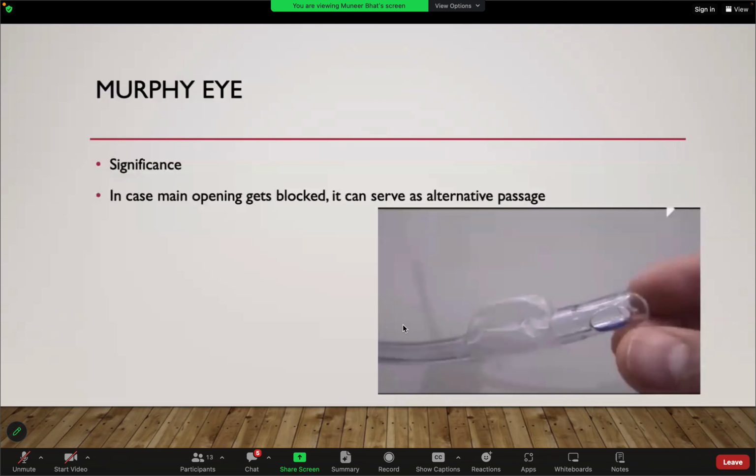Now, the Murphy eye: there is one spot or side opening in this endotracheal tube. This is known as the Murphy eye. Why is there this side opening? If the main opening gets blocked, the patient can have ventilation or rescue breaths from this opening. So this is an alternate passage, and this is known as the Murphy eye.